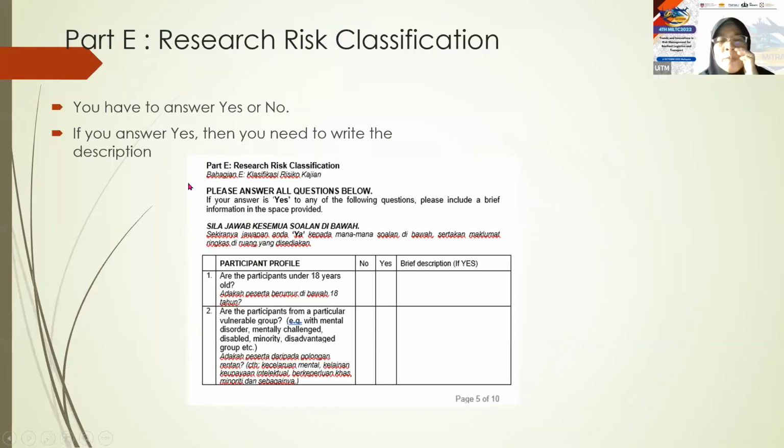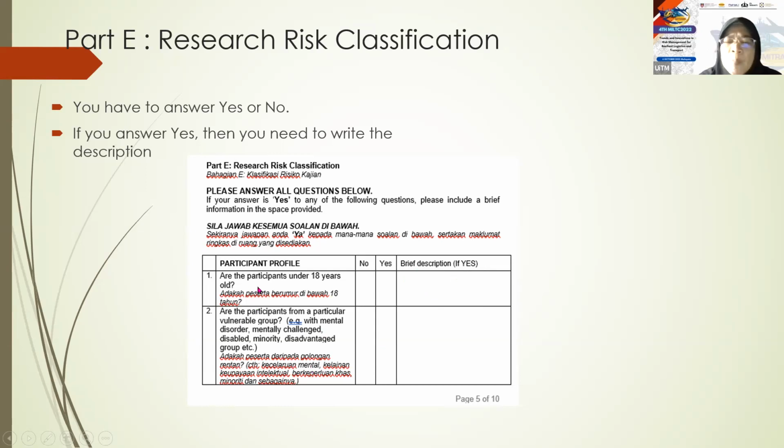Okay, so you have to answer yes or no for the research risk classification. Please answer all questions below. If it is not applicable, then you can write NA, okay? All must be answered. So the first one, if you are doing a survey, you need to answer, are the participants under 18 years old? Okay, if yes, then you need to give a description. If no, then you don't have to say anything.